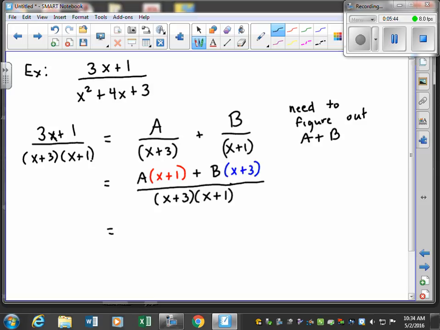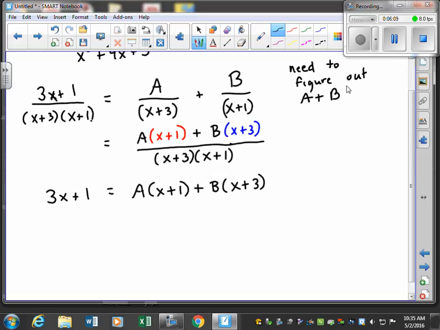All right, now if I was to carry this down, we can see that they're equivalent, but I just want to focus in on the numerator. So I would say this 3x plus 1, which is my numerator, is equal to the numerator on the right-hand side, which is a(x plus 1) plus b(x plus 3). So we zone in on our numerator because we are looking to figure out the a and b values that can make this valid.